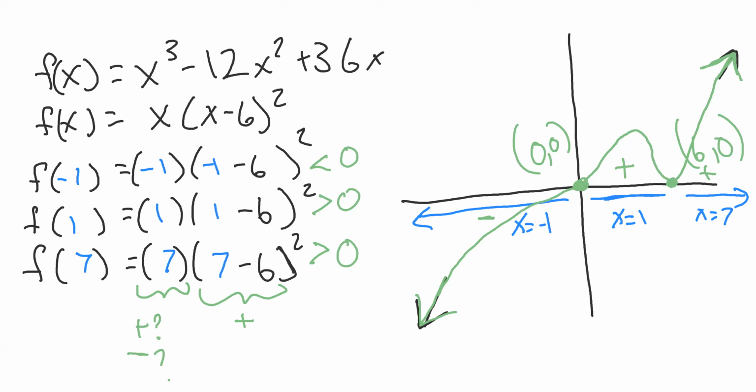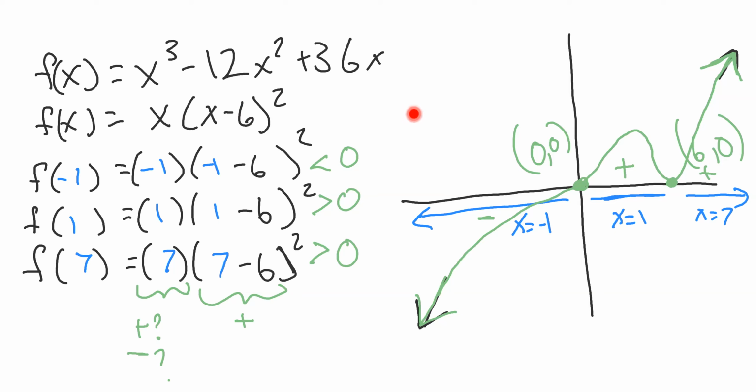All right. So let's take a look at what happened. We crossed the axis at x equals 0 because x equals 0 is one of our solutions. We just touched the axis at x equals 6 because x equals 6 is also a solution, because we have another factor of x minus 6 here.